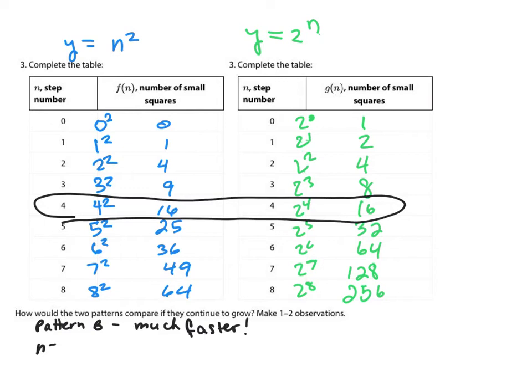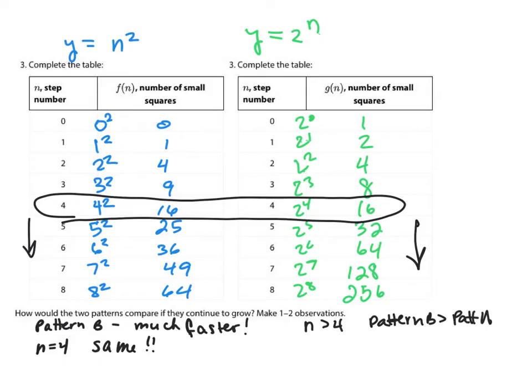When n equals 4, they're the same, right? That's an observation. So anything above pattern 4, anything above step 4, pattern B is always going to be bigger, always, always. So when n is greater than 4, pattern B is greater than pattern A. When n is equal to 4, they're equal. We can even say when n is less than 4, pattern A is greater than pattern B.